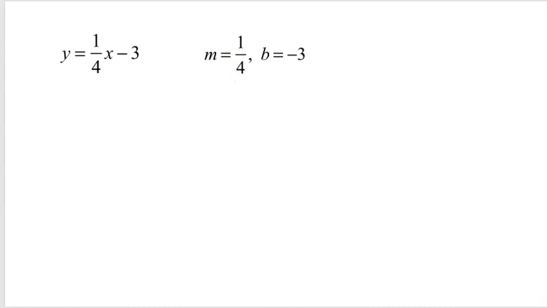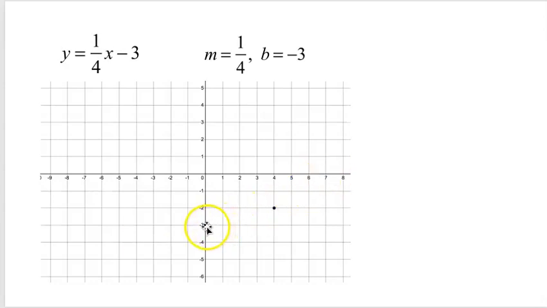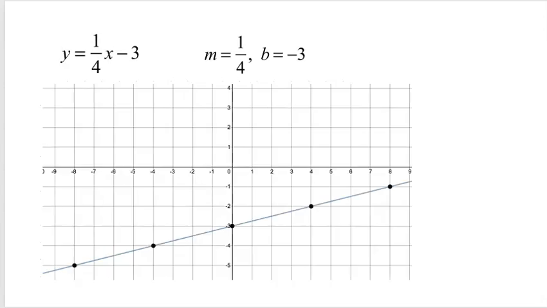Here's our first line, y equals 1/4 x minus 3. So the slope m is 1/4, and the y-intercept is negative 3. So we'll start with the y-intercept on the y-axis at negative 3. Here it is. My slope is 1/4. Rise 1, run 4: 1, 2, 3, 4. So here's 2 points. We can continue that process. Rise 1, run 4. There's another point. Down 1, back 4. And we get a few more points and we connect them up and it looks like that. So that's the graph of y equals 1/4 x minus 3.